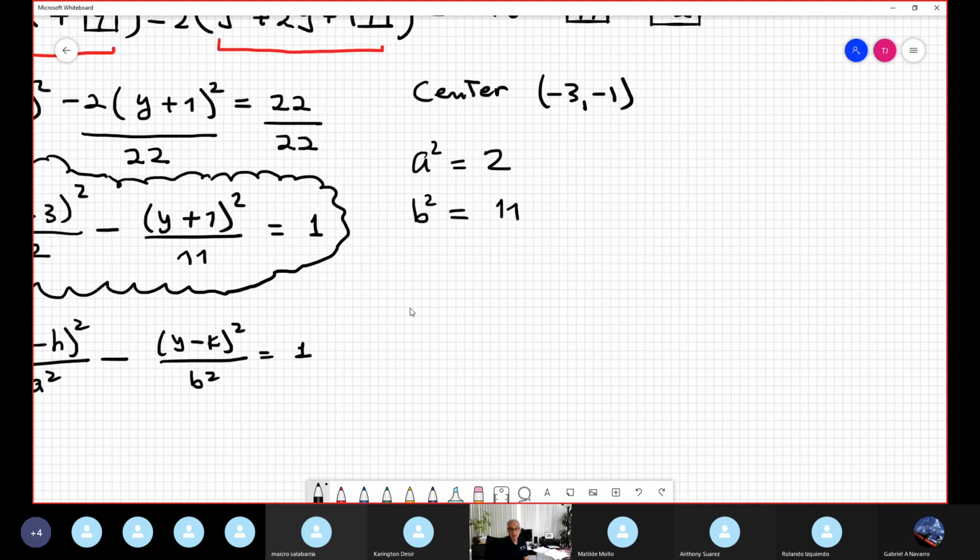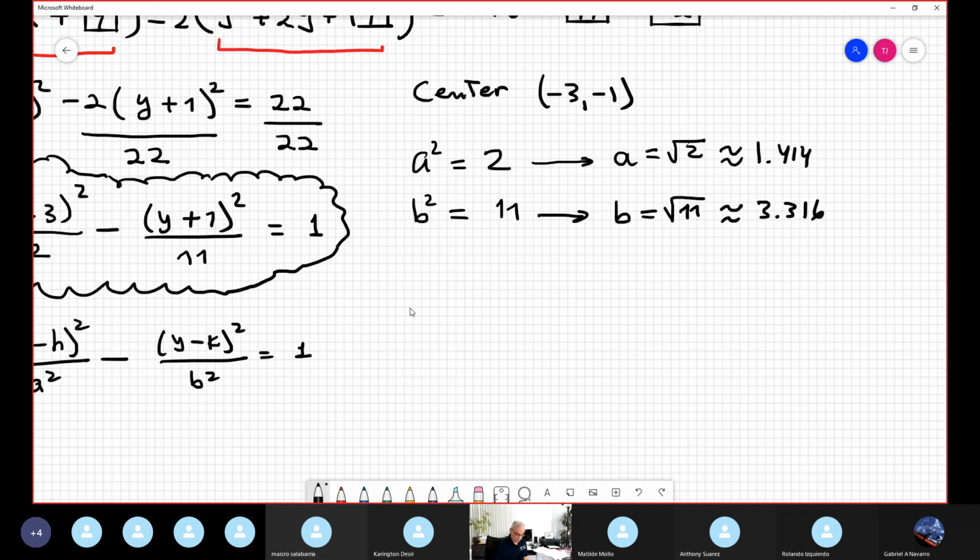Because a is the square root of 2, and the decimal approximation is 1.414, and b is the square root of 11. Both are prime numbers, so the roots are irrational, and the decimal approximation is 3.316. That is the reason that computing the rest point by point is complicated, because it involves decimals. That is the reason you are using Desmos.